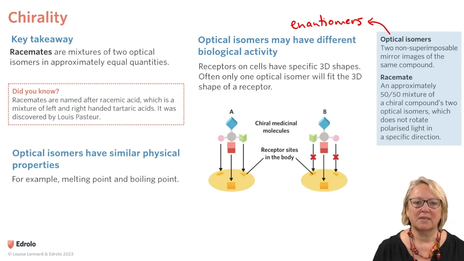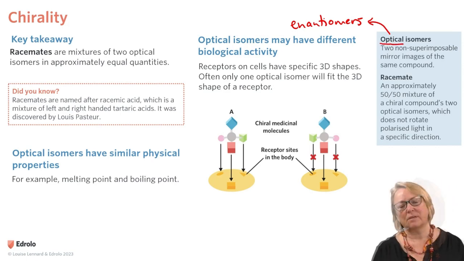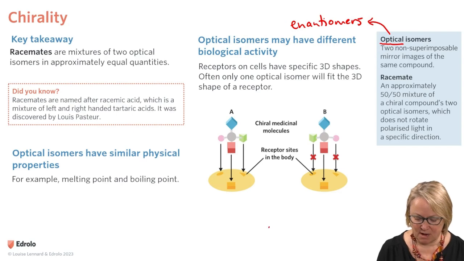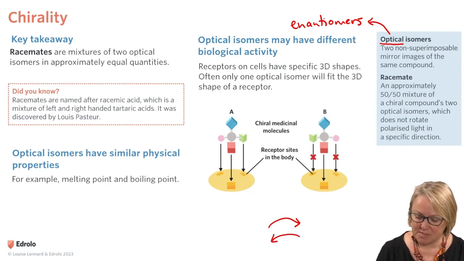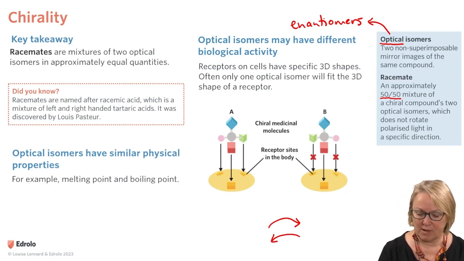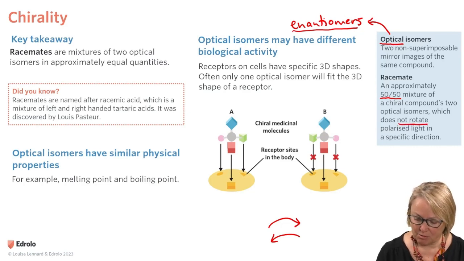When we're talking about chirality, if we've got two chiral compounds, they're also called enantiomers or two optical isomers. And you might wonder why we call isomers optical. Optical isomers rotate polarised light in one particular direction. They can either rotate it to the left or to the right. And a racemate is an approximately 50-50 mixture of a chiral compound's two optical isomers or enantiomers, which does not rotate polarised light in a specific direction.